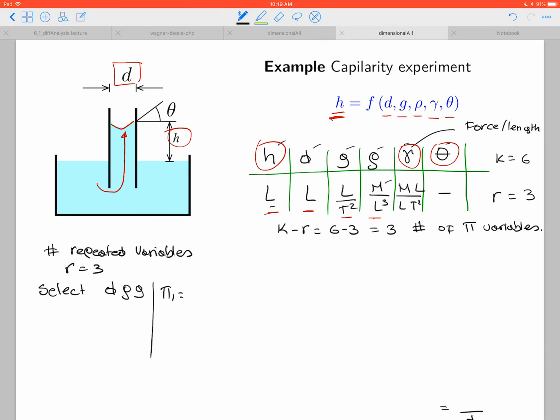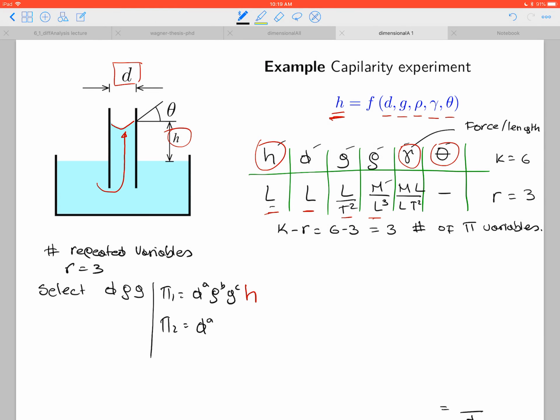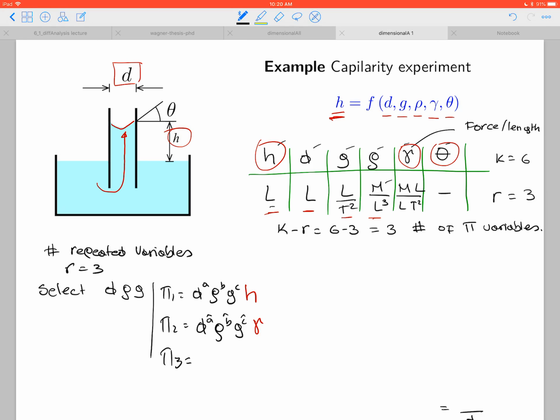So our pi 1 is going to be equal to d to the a, rho to the b, g to the c, multiplied by h in the first case. Pi 2 is going to be equal to d to the a hat. Let me put a hat to differentiate from the first case, because that is going to be different. Rho to the b hat and g to the c hat, multiplied by our second variable, gamma. And in the third case, pi 3, it is an interesting case, because theta is dimensionless, none. So we already have our variable, which is theta. So we only have to do the exercise for pi 1 and pi 2. Okay.